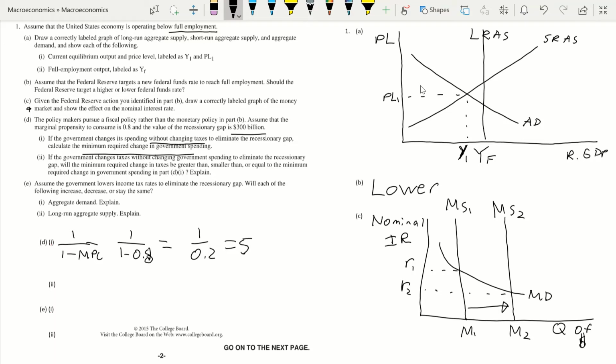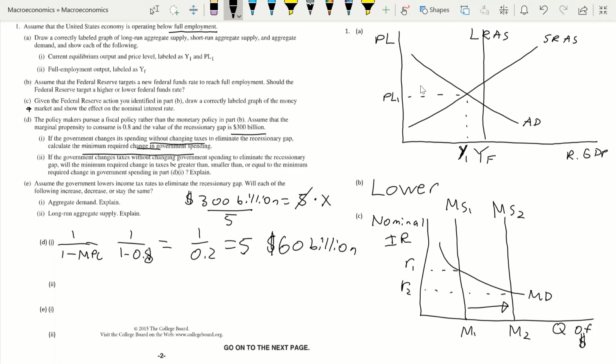When we take our government spending multiplier and multiply it by the change in government spending, we need to get that 300 billion. So $300 billion has to equal that 5, our government spending multiplier, times X, X being that change in government spending. We divide each side by 5, and we get 300 billion over 5 equals X, and that's going to be $60 billion. So our answer is $60 billion.